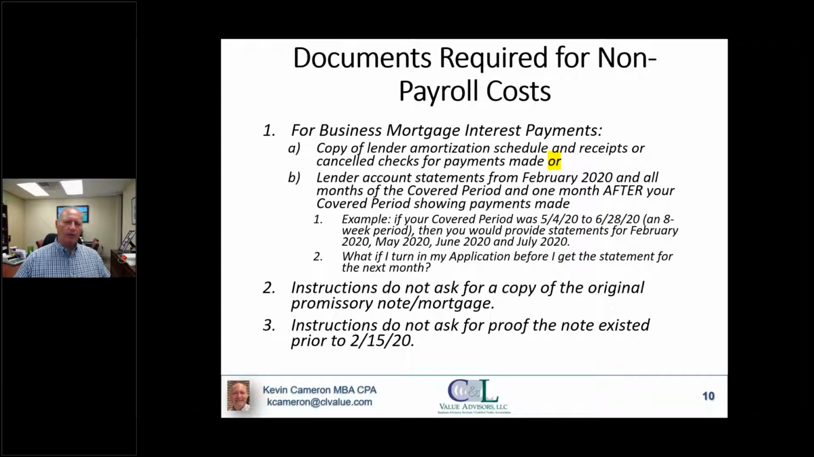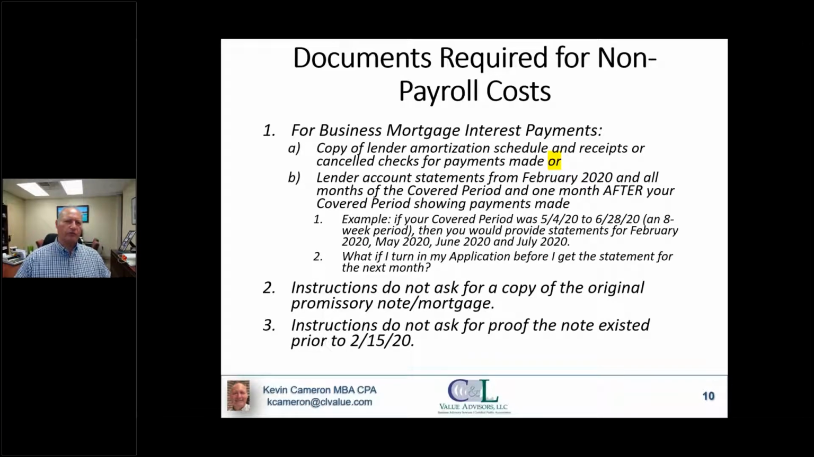And notice that they want the account statement for the month of February, as well as all the months of your covered period and 1 month after your covered period. Now, the reason why they want the report for February is because they want to see that the loan existed prior to February 15th, 2020, because that's one of the requirements. So I've been asked from a lot of people, can I get a statement from my lender? Can I get like an annual statement that may cover all these periods, or a letter? I think all of those would suffice.